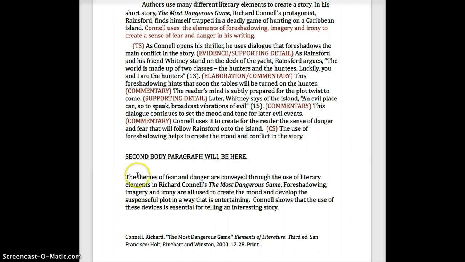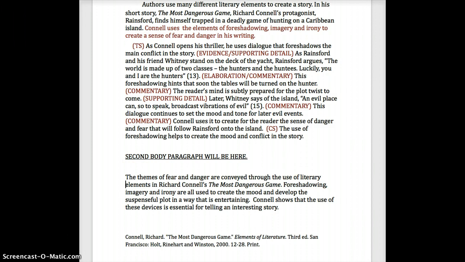The final paragraph is the concluding one, the conclusion, which basically just restates the thesis. In this case, the thesis was about foreshadowing, imagery, and irony. So the author of this essay has completed it in a full circle, and the concluding paragraph should again be about 40 words.